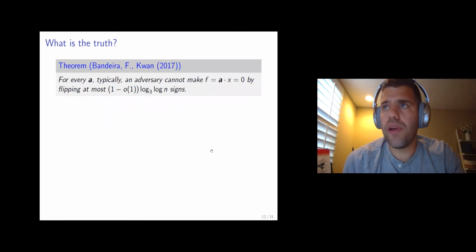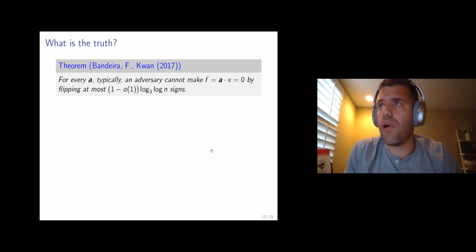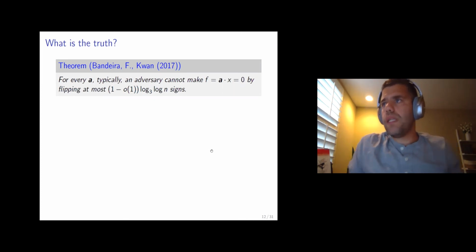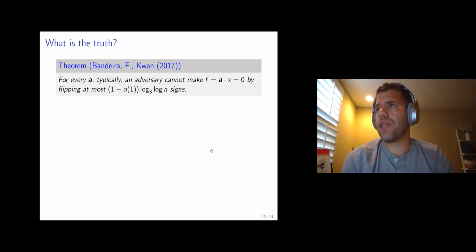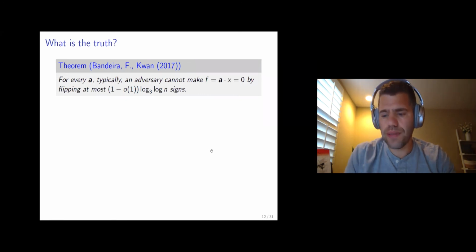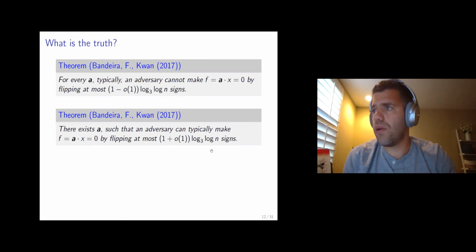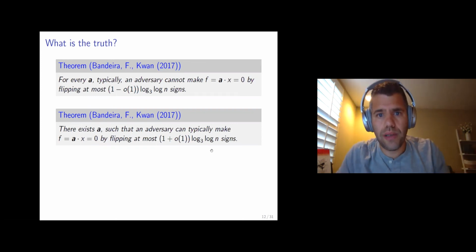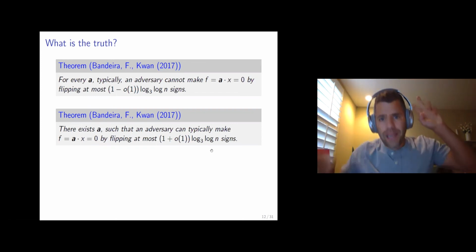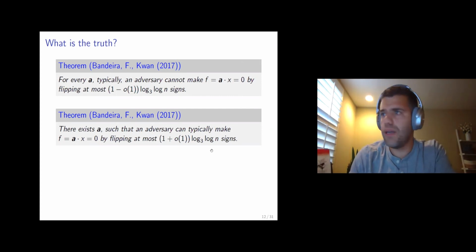And in a theorem of mine together with Afonso Bandeira, who is now at ETH, and Matthew Kwan, who is now at Stanford and will soon move to IST, we show that for every A, typically an adversary cannot make f be 0 by flipping at most log to the base 3 of log n signs. And quite surprisingly, we also have an example where there exists an A such that an adversary can typically make it 0 by flipping log to the base 3 of log n many signs. So we managed to solve it quite tightly, and we saw that the threshold here is log to the base 3 of log n.